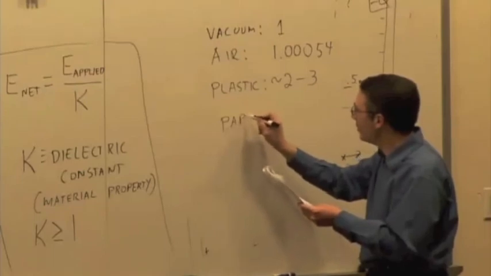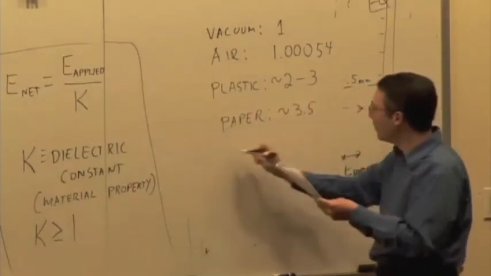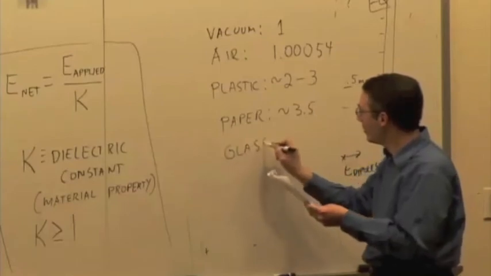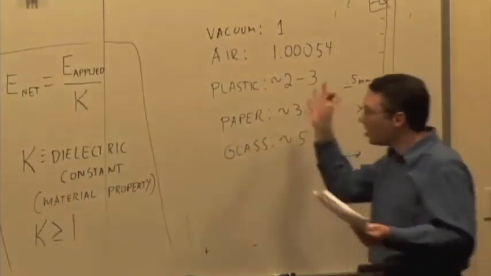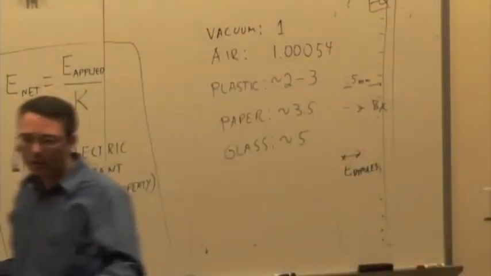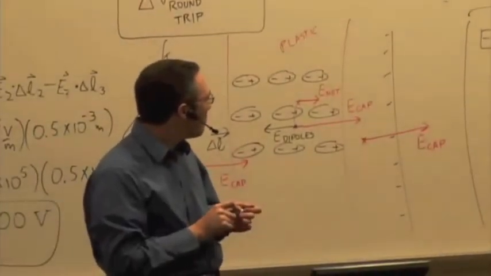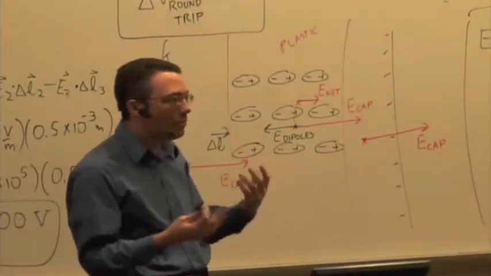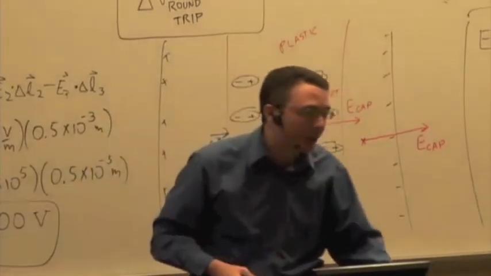Paper, it's something like 3.5. Glass, it's approximately 5. So these are just giving you the values of how much the field is affected. Okay, a bigger dielectric constant means more polarization inside, meaning a greater reduction in that overall electric field.